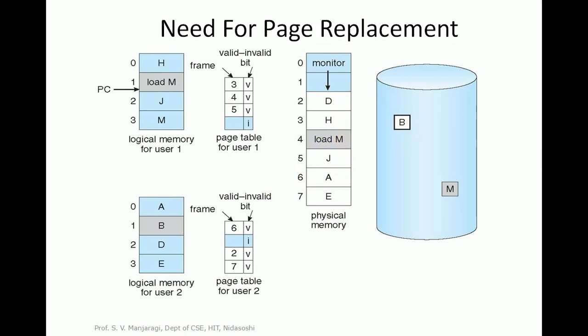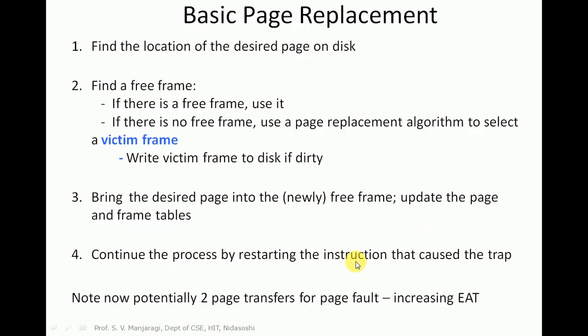So that is the need of the page replacement. An already existing page must be replaced. For that purpose we can make use of the dirty bit or modify bit. If a particular page has been modified by a process, then that page can be replaced. That page we can move to the disk, and the new page can be loaded into that place. So that is what page replacement is.